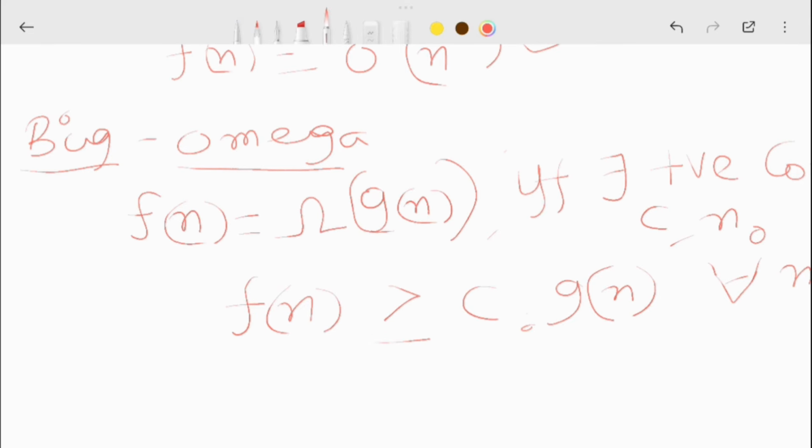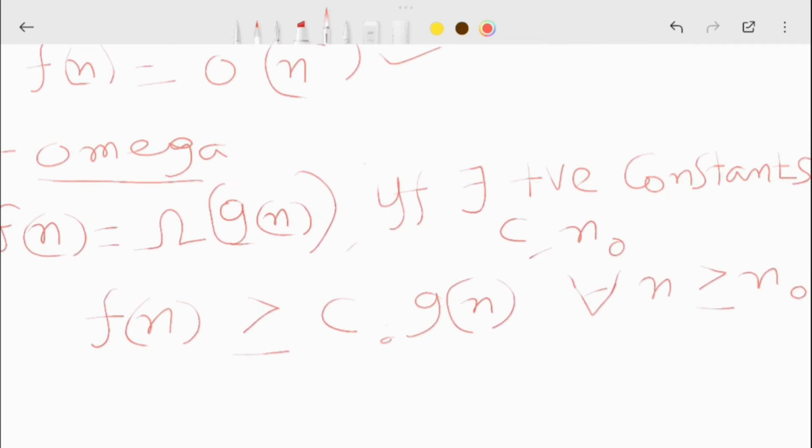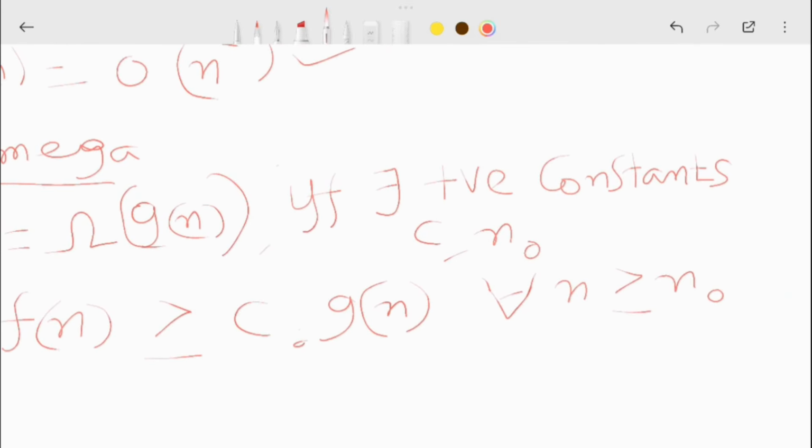A function f of n can be represented as big omega of g of n if and only if there exist positive constants c and n0.